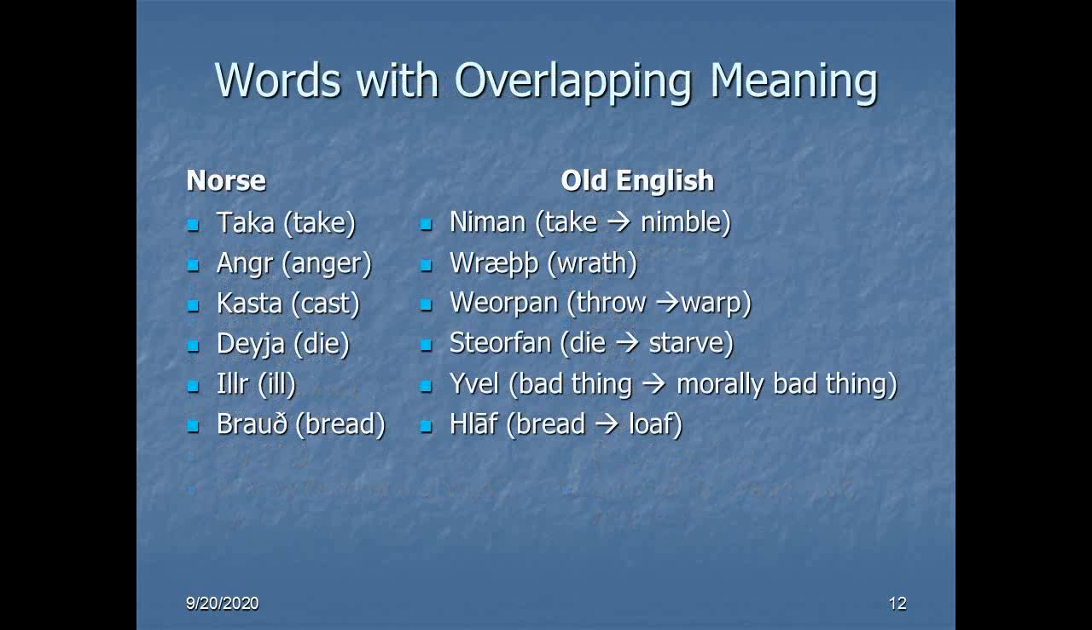Now, another way of looking at this is words that both languages have for everyday things will often end up having overlapping meanings when they are incorporated into English as a whole. So, for example, we have taka, which is the Old Norse word for take, and niman, which is the Old English word for take. Well, taka has become our general word for take, whereas niman survives in nimble, dexterous, good at taking things.